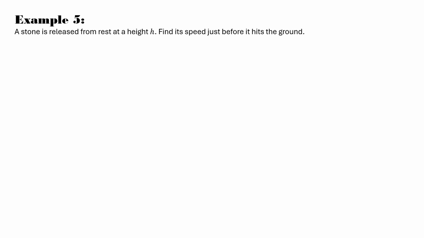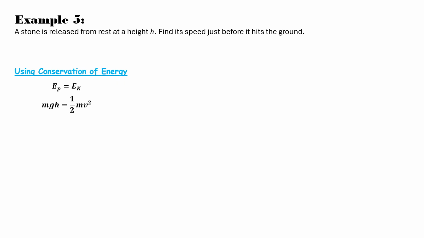So example 5: a stone is released from rest at a height h. Find its speed just before it hits the ground. If we use the conservation of energy here, because all that's happening is it's working under gravity, so its weight is the only force affecting it, we can say at the very top it has potential energy, which will be fully converted into kinetic energy just in that instant before it hits the ground. So the potential energy should be equal to the kinetic energy.